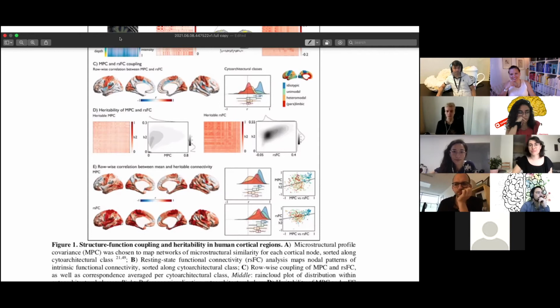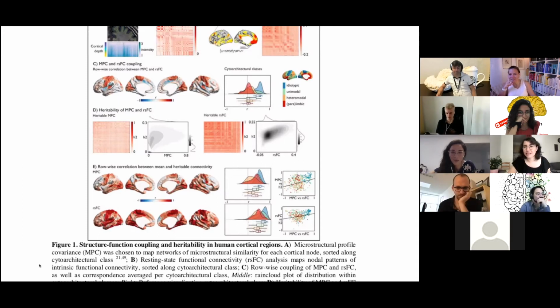Proper multitasking, Leah, listening to Valentina and reading the paper at the same time. I'm impressed. Are there any other questions in the room?